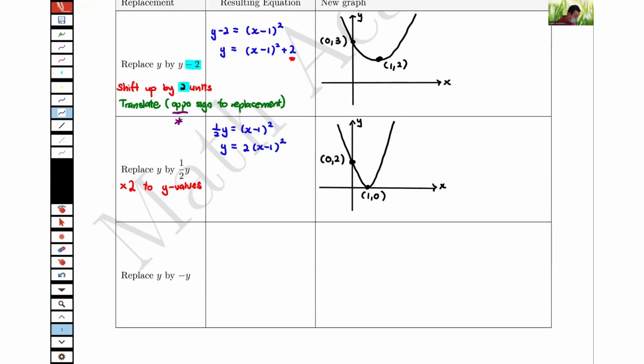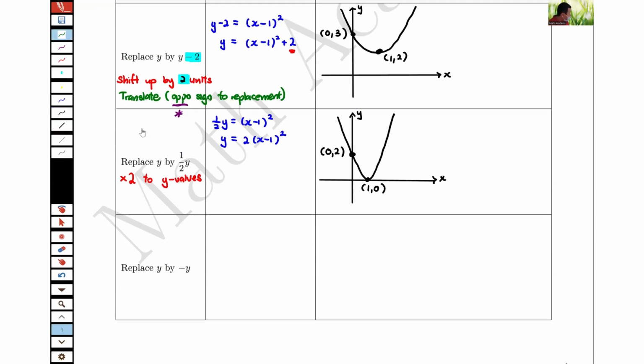So what is this called in our syllabus? I said just now was translation, that's moving. If you are stretching the graph, the word that we will use is the word scale, or on rare occasions, you will see your question says you stretch. Both refers to the same thing.